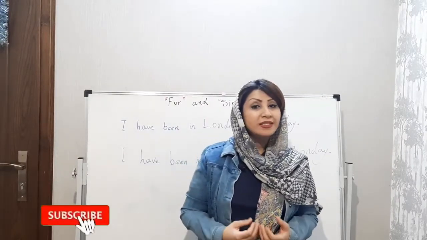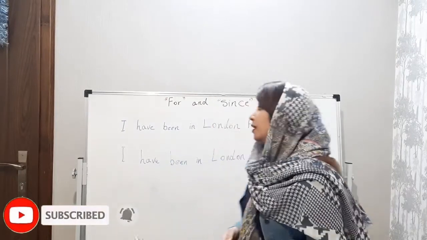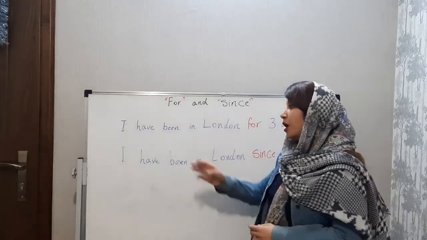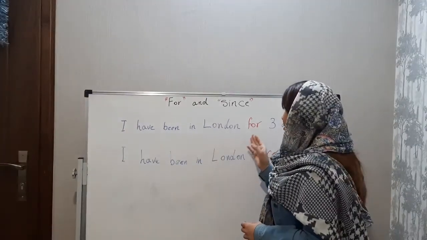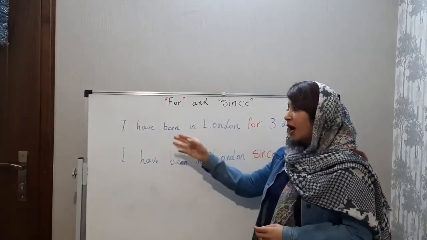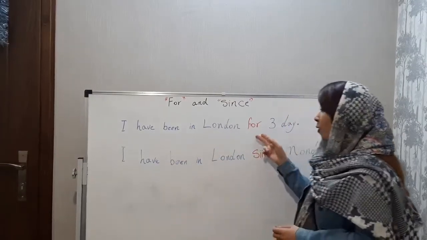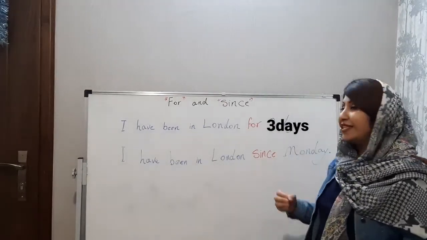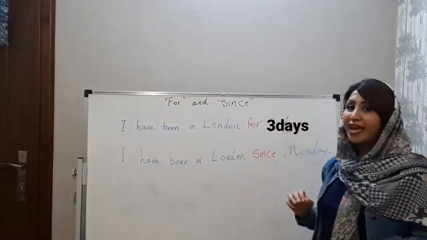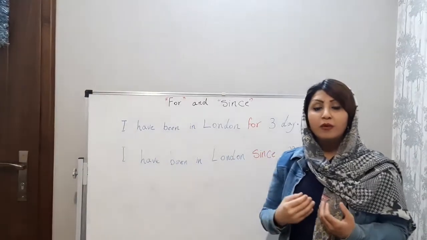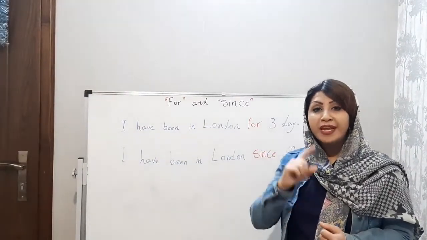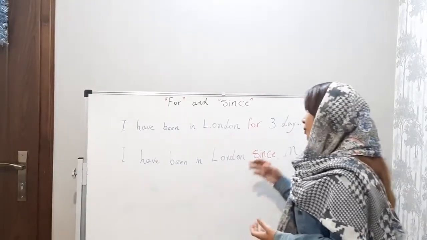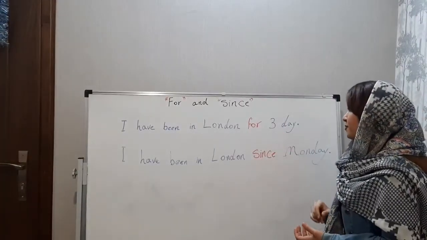Okay, so let's start the first part of this video. As you see here, I write two sentences on the board. I have been in London for 3 days. Here we have "for 3 days." I said 3 days because I want to tell you the duration, or you can say the period of time. So we use "for" for a period of time.